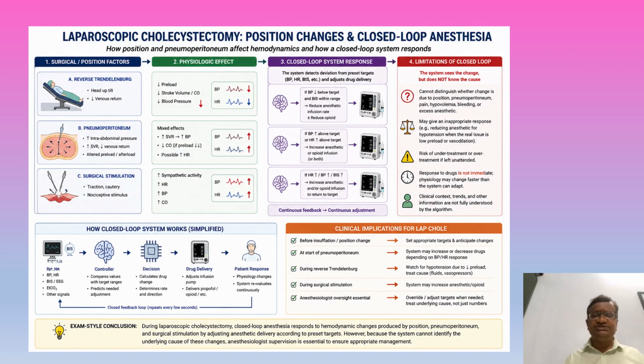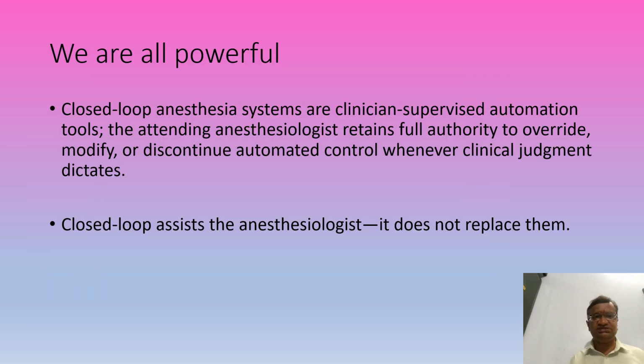Yes, laparoscopic cholecystectomy, position changes. The patient gets pneumoperitoneum and the patient is head up and the BP falls. What does it do? It decreases the agent, it decreases the propofol, it decreases the analgesics. Is this what we want? No, we don't want this. We need to supervise this. Very important, because head up may cause BP to fall, and this should not cause sevoflurane to decrease. That is what closed loop anesthesia is.